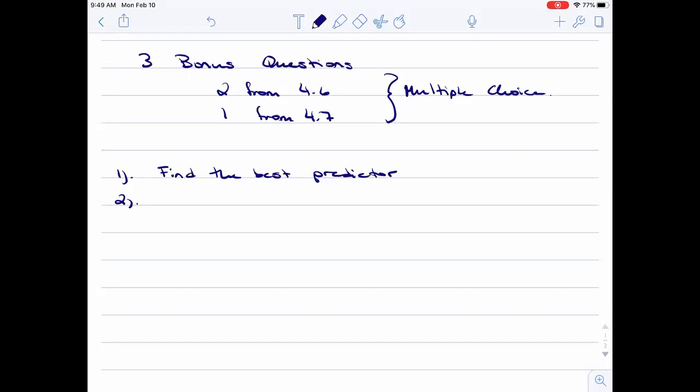It would give you some output, and you just tell me which one you think might be best. Question 2, there's going to be a lot of interpretations, right? And so I'm going to ask you to interpret the slope. So interpret the slope.